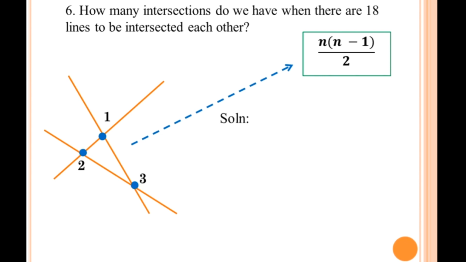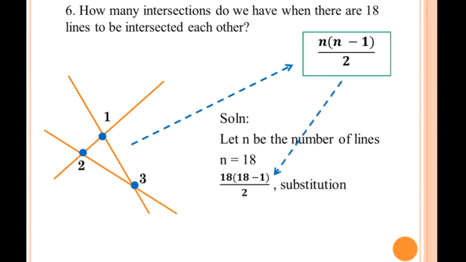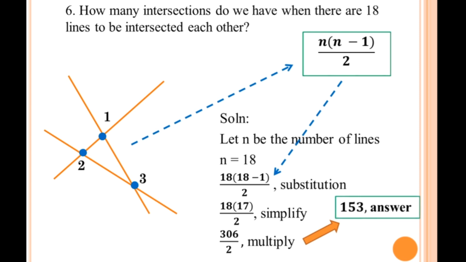In short, in our problem, we have 18 lines. So let n be the number of lines, which is 18. Use the formula 18 times 18 minus 1 over 2. Then simplify it, multiply it, then the quotient is 153. Therefore, if we have 18 lines, the number of intersections between those lines can be solved using n times n minus 1 over 2, which is 153 intersections.